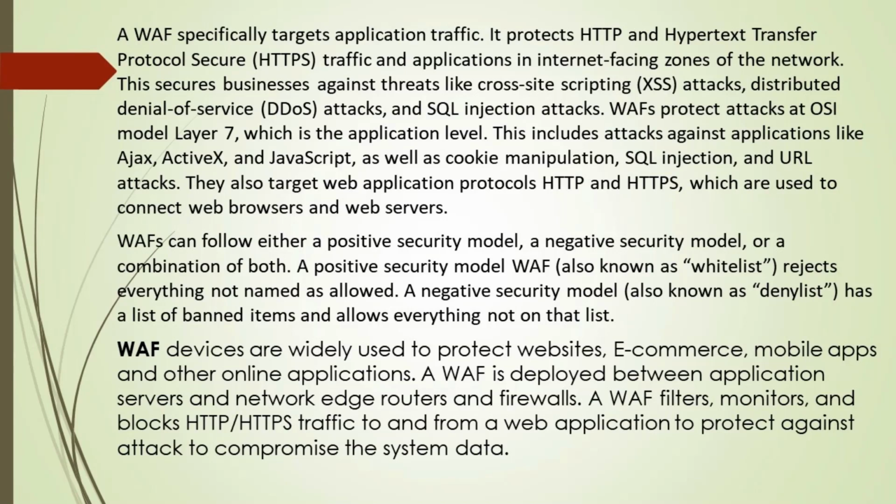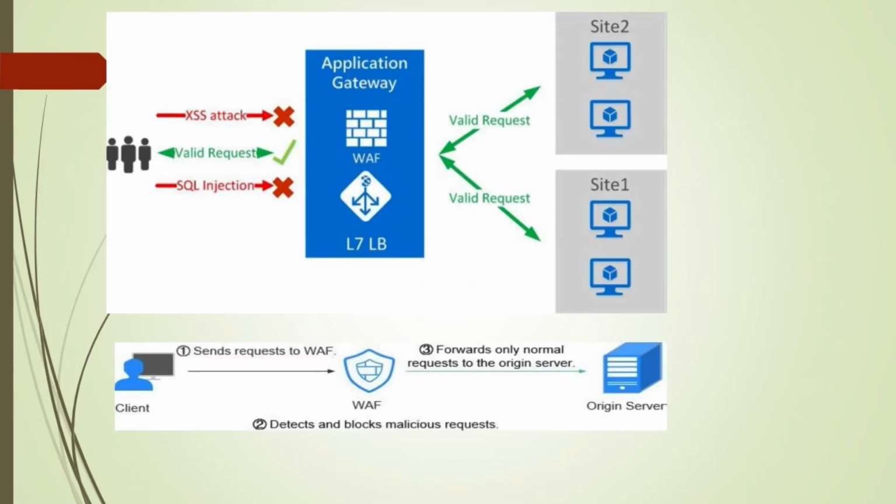Web applications are increasingly targeted by malicious attacks that exploit commonly known vulnerabilities. SQL injection and cross-site scripting are among the most common attacks. WAF devices are widely used to protect websites, e-commerce, mobile apps, and other online applications. A WAF is deployed between application servers and network edge routers and firewalls. A WAF filters, monitors, and blocks HTTP/HTTPS traffic to and from a web application to protect against attacks that compromise system data.